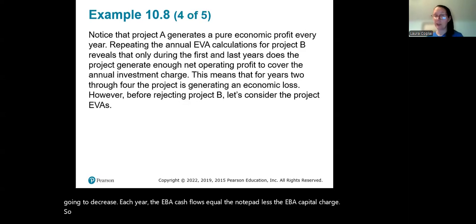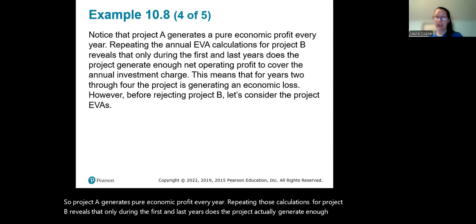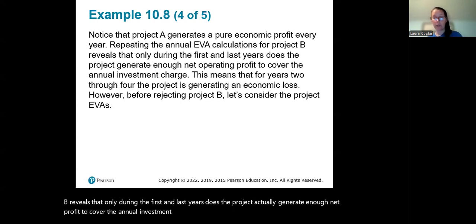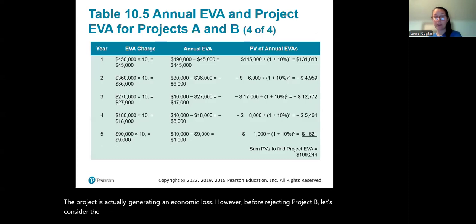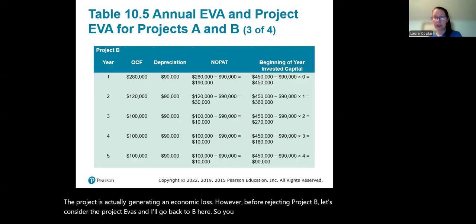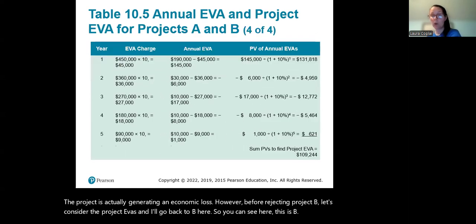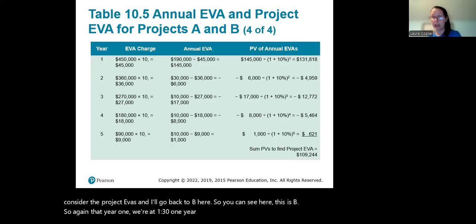So project A generates pure economic profit every year. Repeating those calculations for project B reveals that only during the first and last years does the project actually generate enough net profit to cover the annual investment charge. So for years 2 through 4, the project's actually generating an economic loss. However, before rejecting project B, let's consider the project EVAs. And I'll go back to B here. So you can see here, this is B. So again, year 1, we're at 131, year 2, negative 49, year 3, negative 12, year 4, negative 5, right?